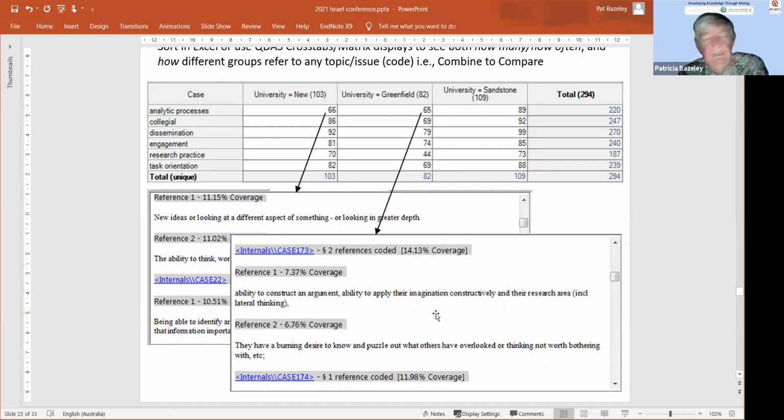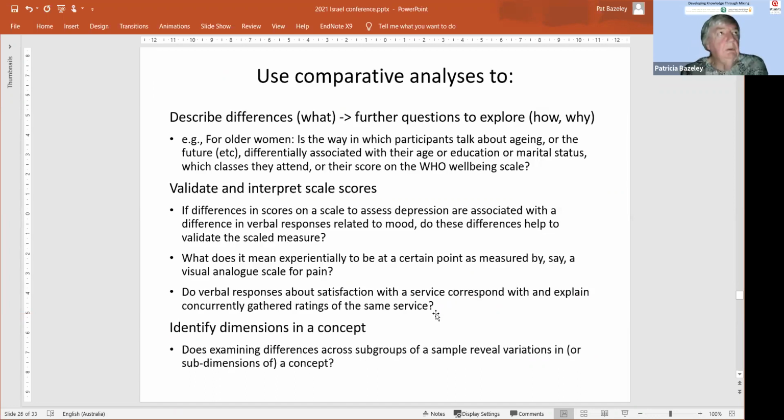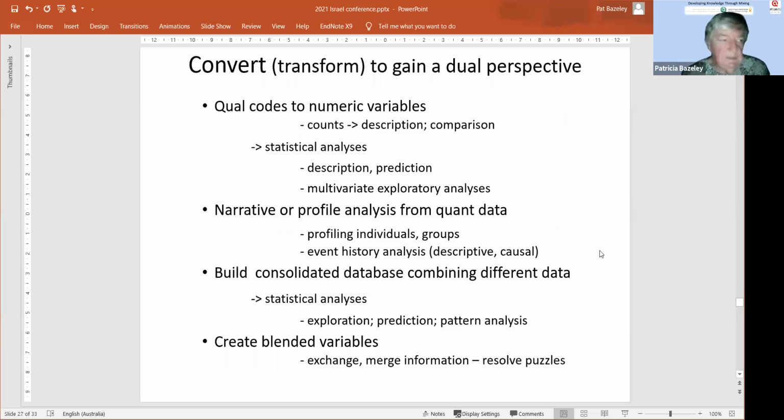The important thing is always to not simply report that this group talked about this more than that, but also to explain the how. There's a whole range of ways, I've already suggested one about interpreting scale scores, in which comparative analyses can be used. And what you're doing there is bringing together different kinds of data to give you a deeper understanding of the components of that data or of the data as a whole.